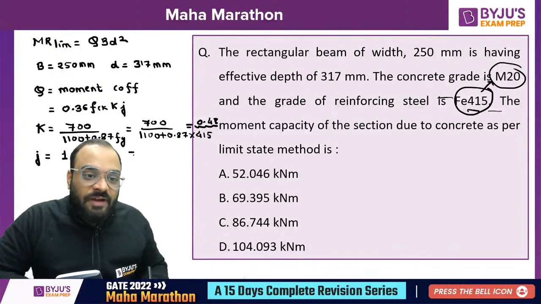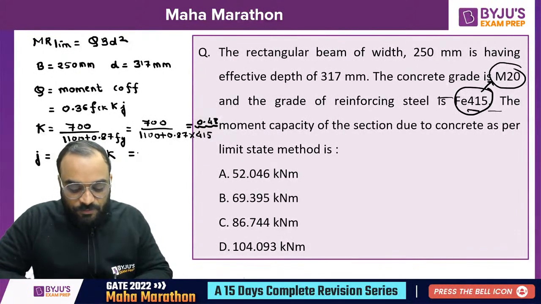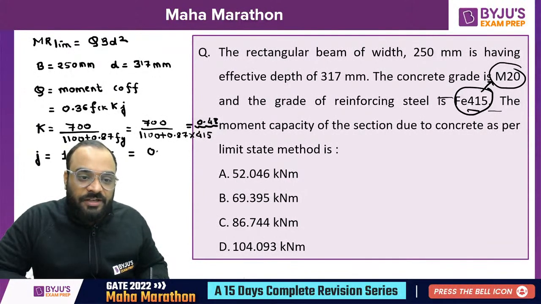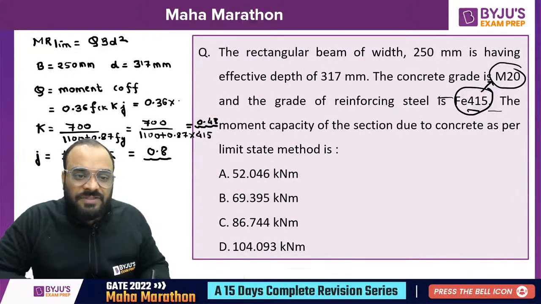Okay. Now what is the value of J? 1 minus 0.42 into 0.48. So how much are you getting? It is equal to 0.8. Please remember this value also. Now if you put all these values over here, guys, 0.36, fck is 20, K is 0.48 and J is equal to 0.8.